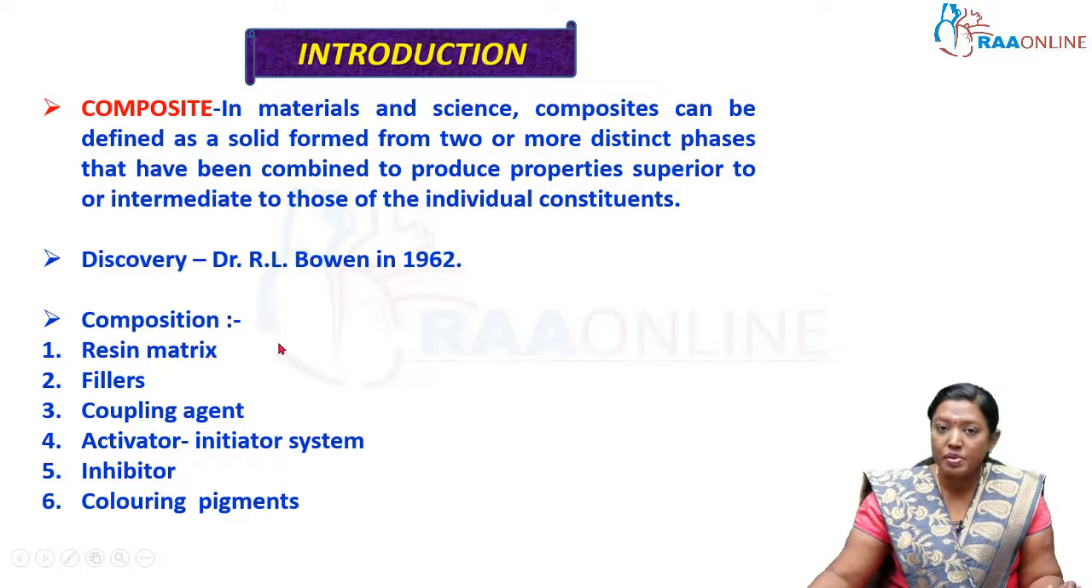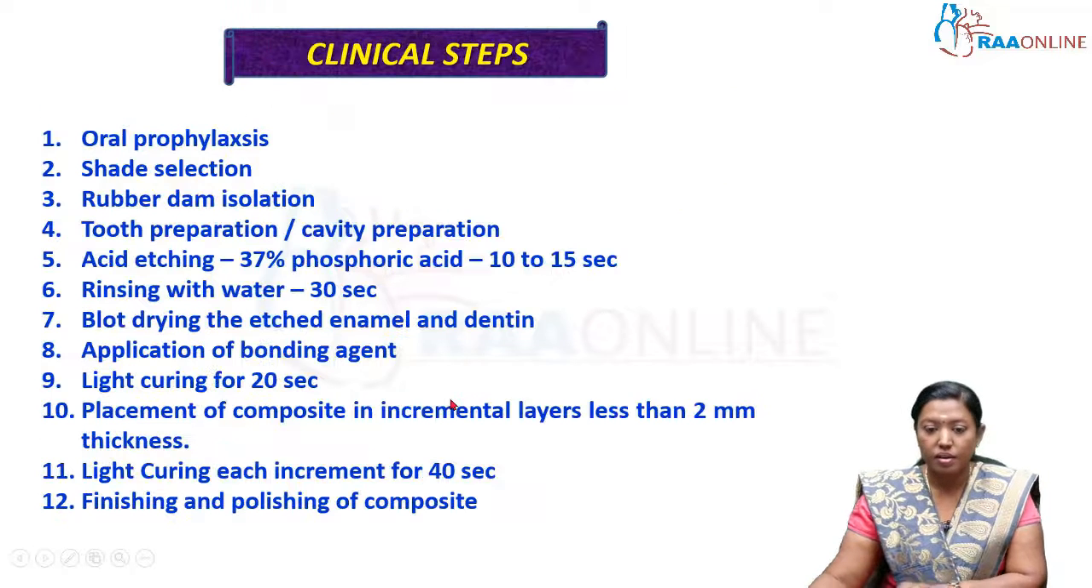In the sense, composite resin as such has all the following components in its composition, which includes the resin matrix, the filler, the coupling agent, the activator initiator system, the inhibitor and the coloring pigment. So all these components have been combined together to form a superior composite material. That's what the definition means.